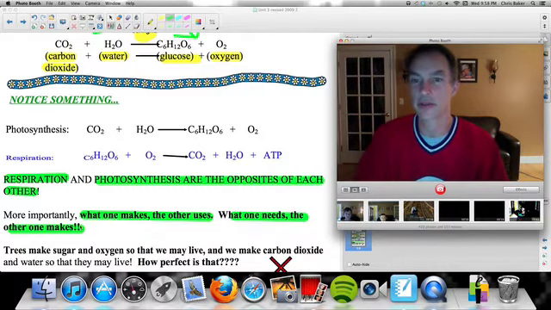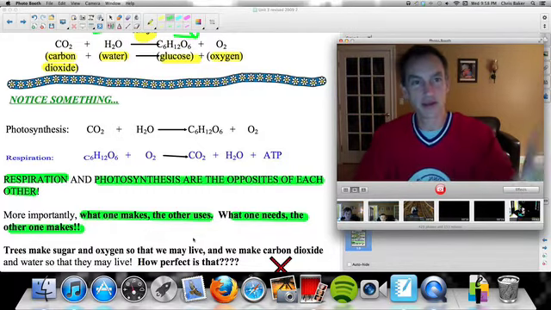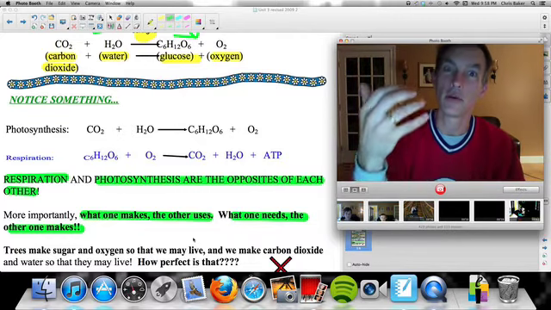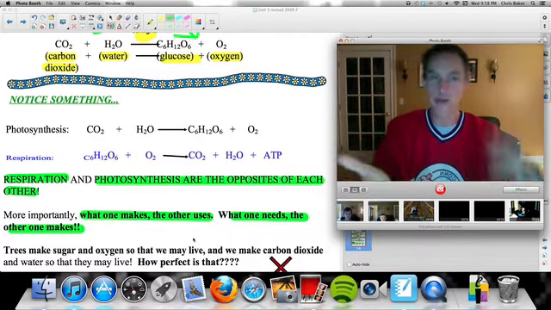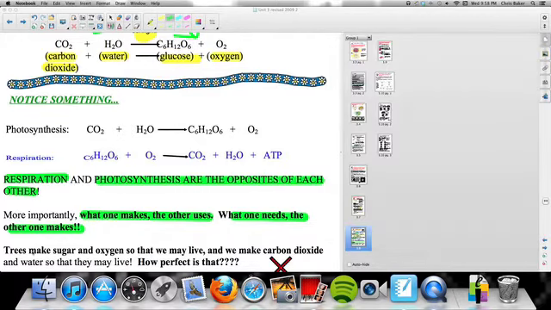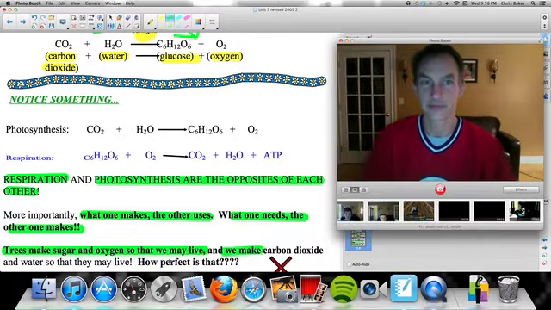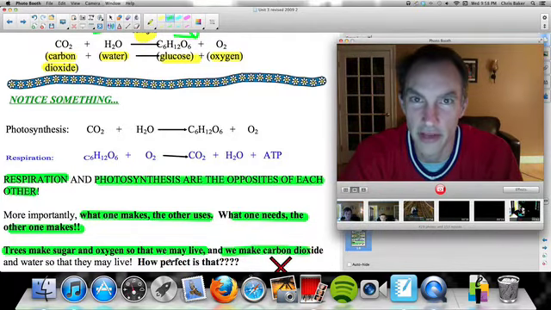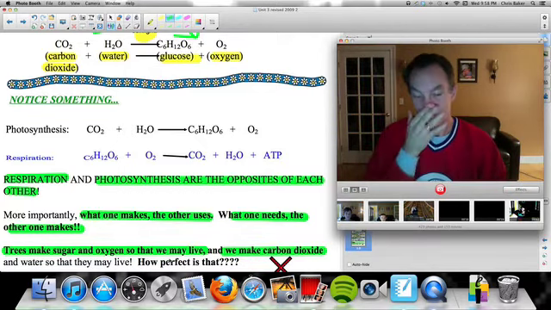What one makes, the other one uses. What plants make, we use. And what we as animals make, plants use. So in other words, trees make sugar and oxygen so that we may live, and we, animals, make carbon dioxide and water so that they may live. And how perfect is that? Pretty darn perfect, if you ask me. That's pretty much all 3-8.